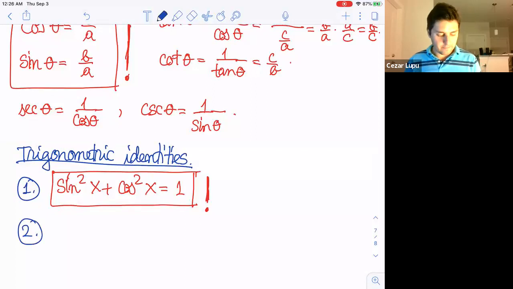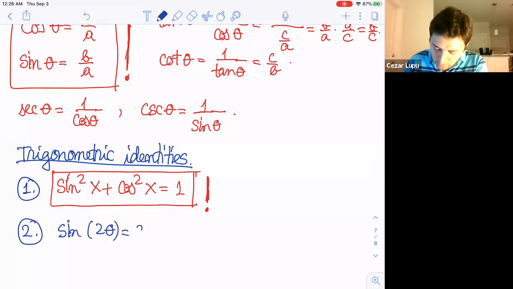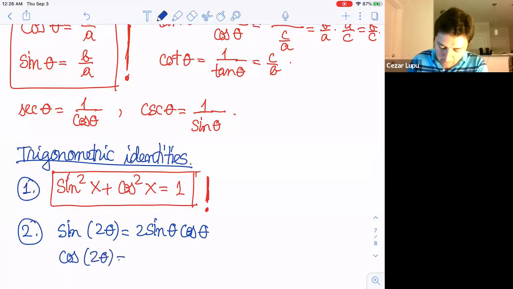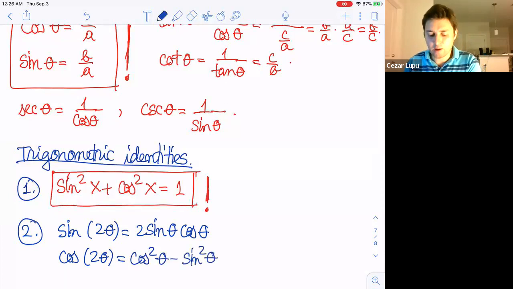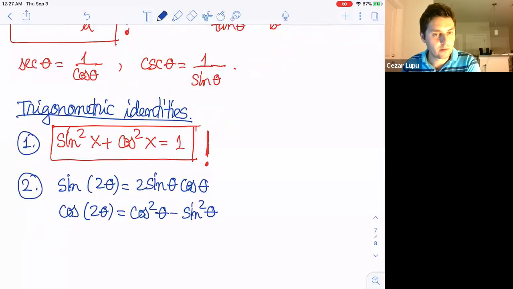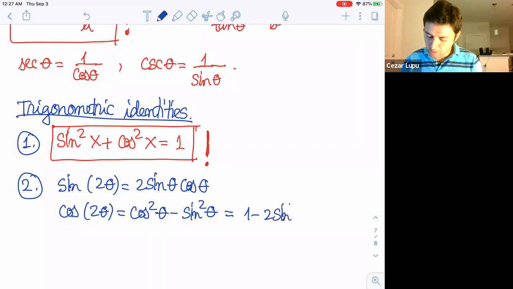Okay. The second one. For example, you can express sine of the double angle, sine of 2 theta is 2 sine theta cosine theta. And the same thing goes for the cosine of 2 theta, which will be nothing else than just cosine squared of theta minus sine squared of theta. But now if you combine with the first one, sine squared of theta plus cosine squared of theta equals 1, this will give us nothing else than just 1 minus 2 sine squared of theta. So we can write it in this way.